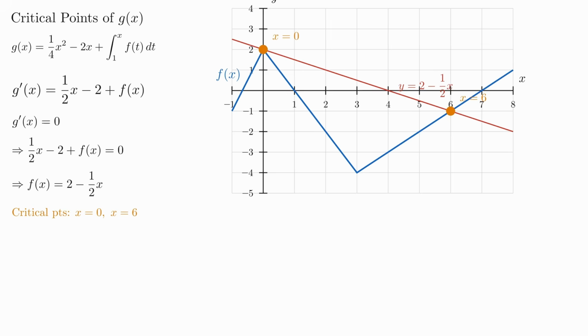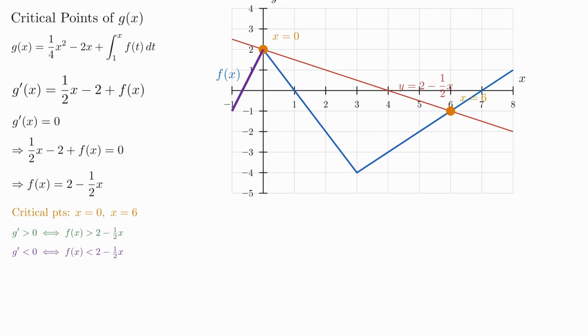The next thing we want to do is figure out, how do we know if g of x is increasing? Well, if g of x is increasing, that would mean that g prime is greater than 0, which would mean that f of x is greater than 2 minus 1/2 x. And you can just look at the graph and see that. Similarly, g prime is less than 0 if f of x is less than 2 minus 1/2 x.